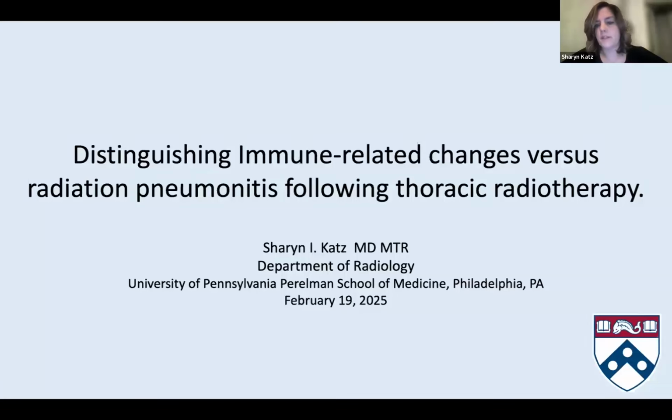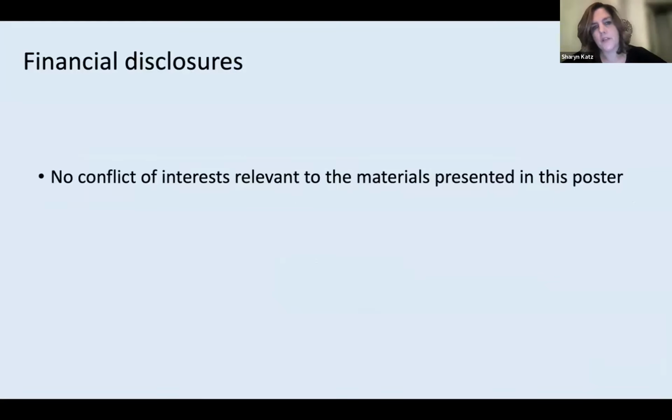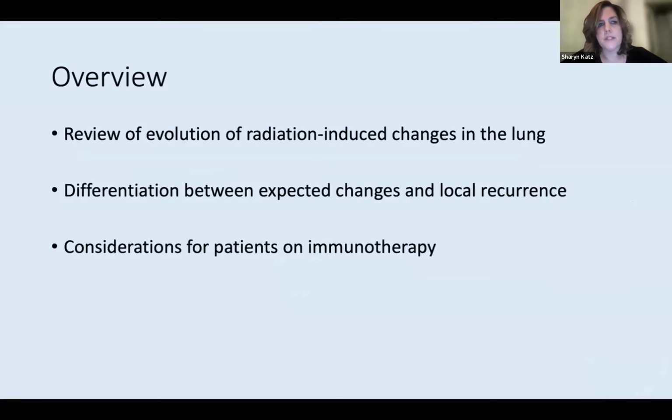And we'll talk a little bit about the expected patterns that we see after radiation, and also in the setting of immunotherapy. First, I have no financial disclosures for the materials being presented here. We'll start with a brief review of the evolution of radiation-induced changes in the lung, and this will echo some of the points that Drew mentioned earlier. Then we'll talk about differentiation between expected changes and local recurrence, and then also considerations for patients who are on immunotherapy, talking specifically about the differential diagnoses that should be considered with the various patterns.